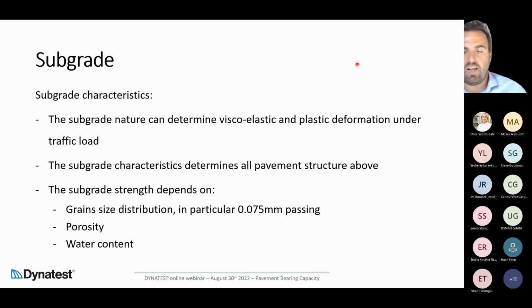The subgrade, of course, is always assumed as pure elastic, semi-infinite, but the subgrade nature can determine viscoelastic and plastic deformation under traffic load, because very often this natural soil is not a pure elastic material. And the subgrade characteristics determine all the pavement structure above. So the weaker the subgrade, the more strength you need inside the pavement in order to support the traffic load. The subgrade strength very often depends on the grain size distribution, in particular the 75 micron passing, the porosity, and the water content.